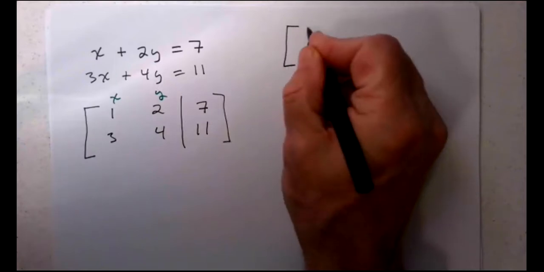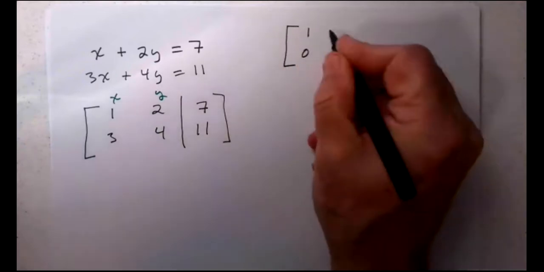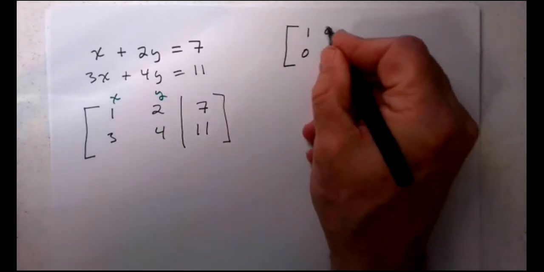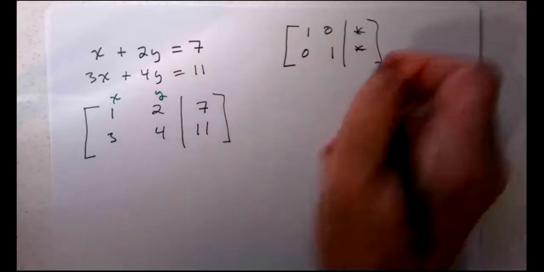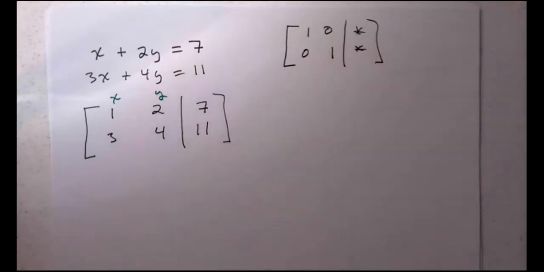So our goal with elementary row operations is to get it in the form 1, 0, 0, 1. Maybe 0 up here, maybe not. At least for this example, I'll go ahead and put a 0 up there too. And those numbers will be the answers. So what am I going to do first? I have the 1.